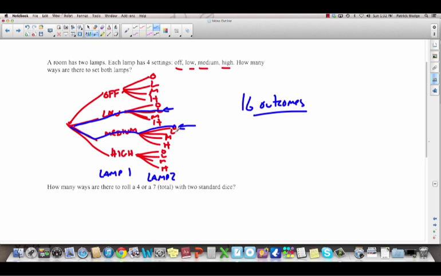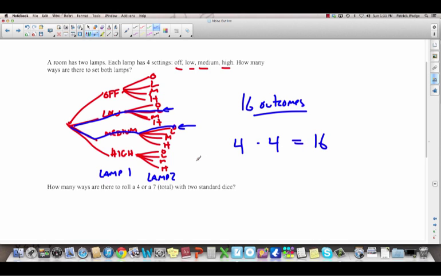There's 16 different pathways. Now, some of you are probably saying that was so unnecessary. We could use the fundamental counting principle. How many settings are there for the first lamp? 4. How many settings are there for the second lamp? 4. 4 times 4 is 16. What a waste of time. I'm never going to use tree diagrams.